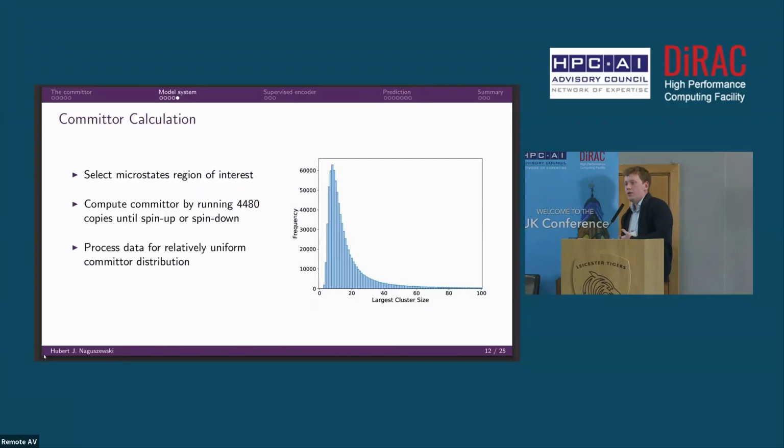Once you've run this many, you end up with an error of about order of a percent on your final value. And you run all of these. This will allow you to get the committor in just a few seconds. And so hence the model system, right? We can get these quite quickly.